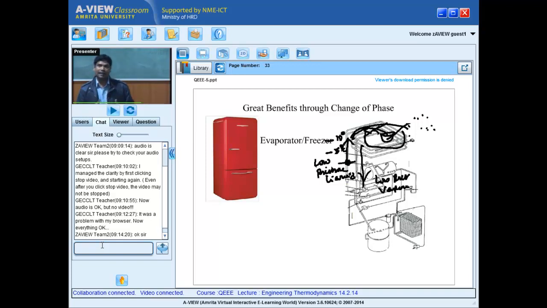Not only that, I can put a food inside this one, I can eat after 10 days, sometimes 20 days. Sometimes I can increase the shelf life of this food. You see this one, just by changing the phase of this. But I want this to work again and again.